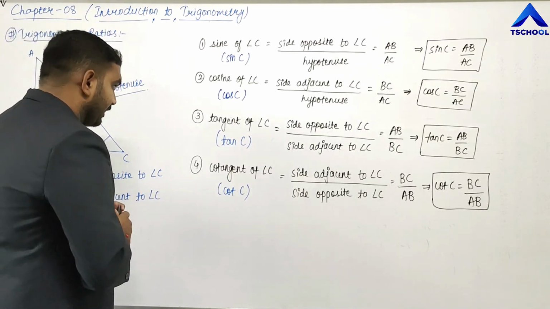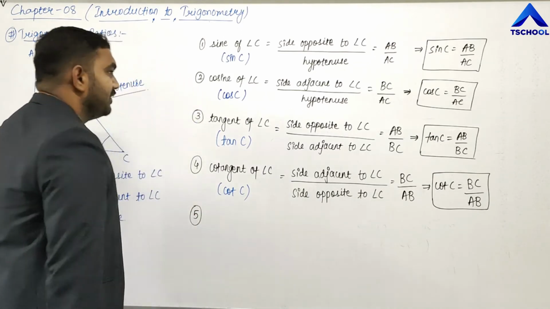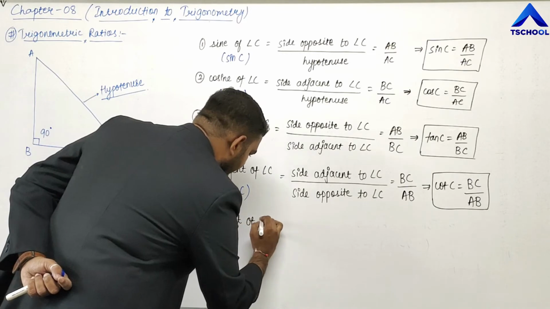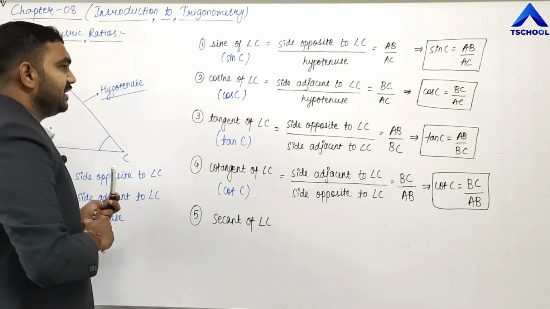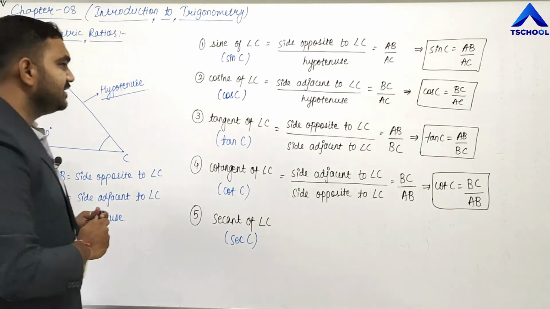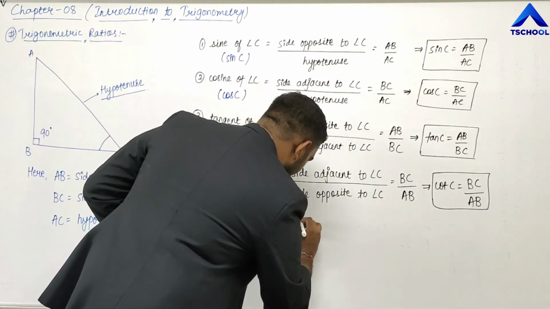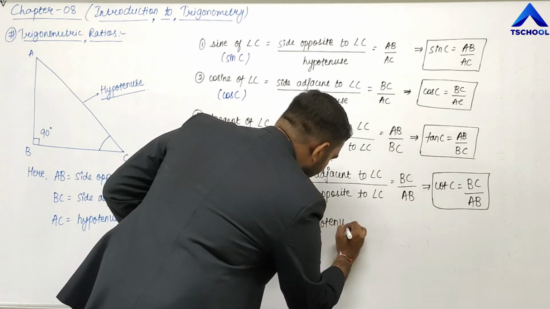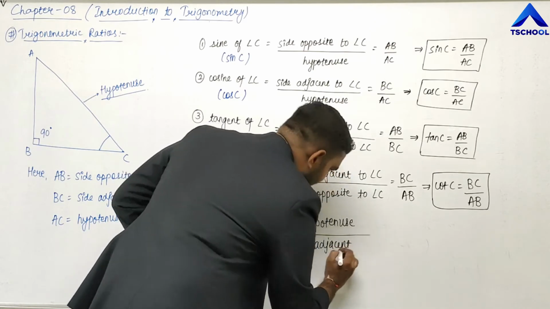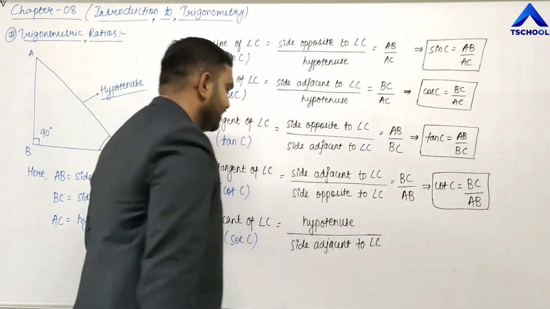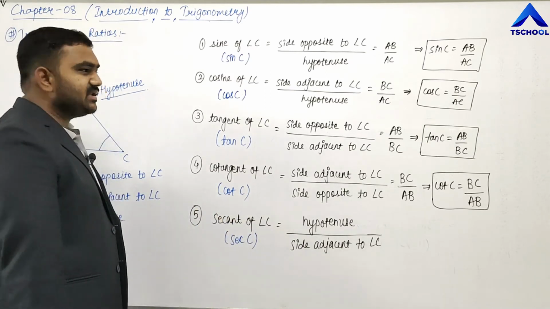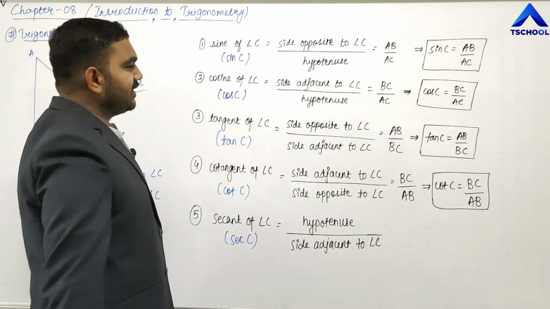The fifth one, now I am having secant of angle C. In short, it is written as sec C. Sec, S-E-C, sec C, that is equal to hypotenuse upon side adjacent to angle C. Friends, you can see here that hypotenuse upon side adjacent to angle C is equal to secant of angle C, and cosine of angle C was side adjacent to angle C upon hypotenuse.